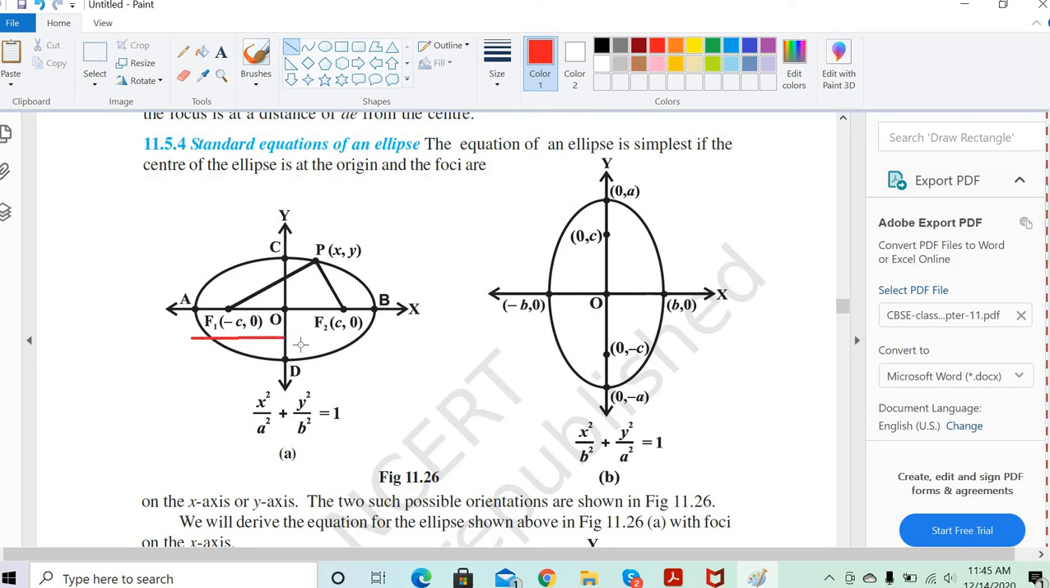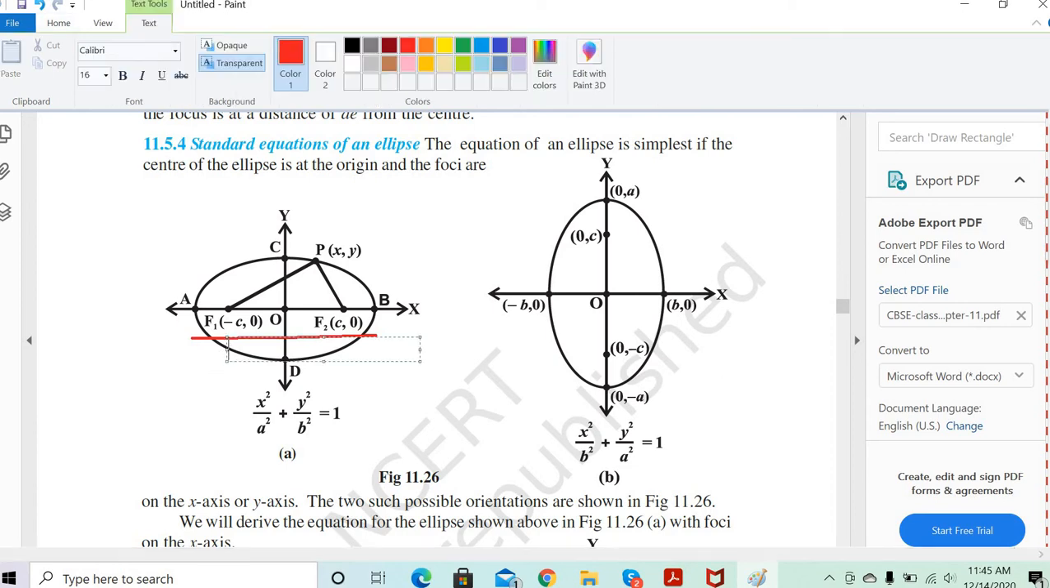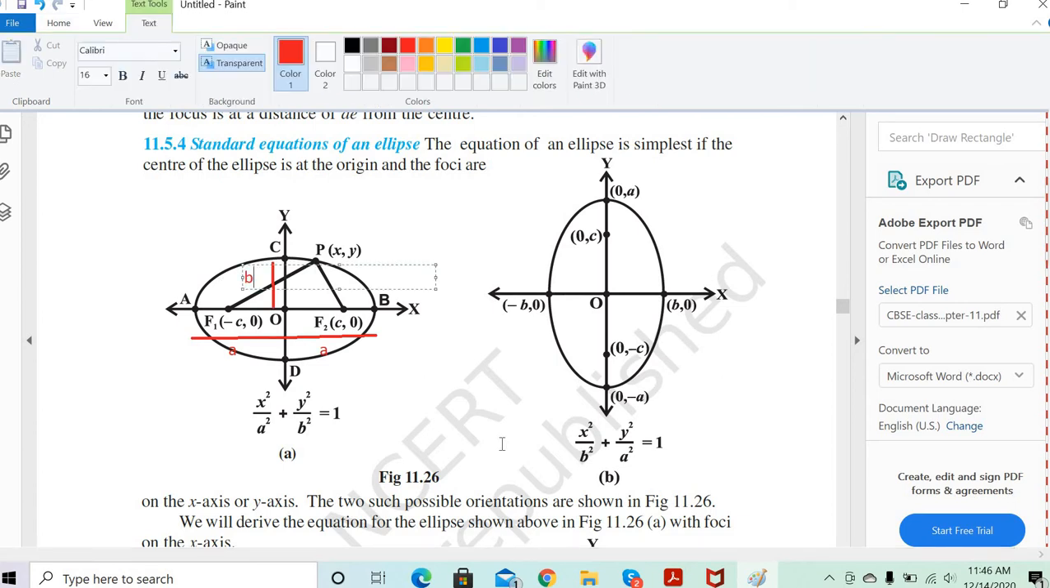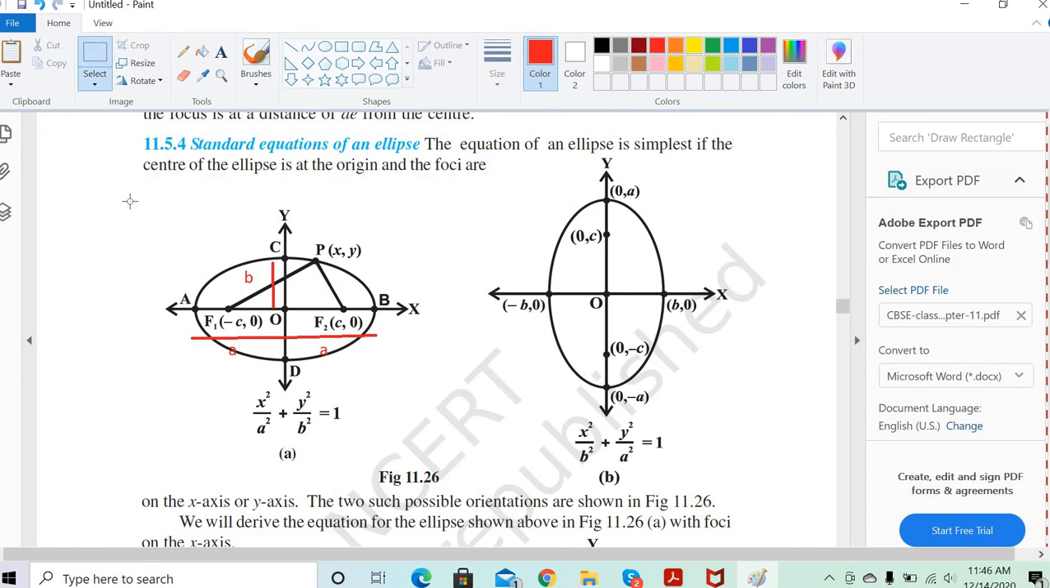Here you see the oval shape, and the AB distance. I'll write it and send it to you so that you understand this distance. I am just marking the semi-major axis and semi-minor axis distance so that you are clear what the equation of the ellipse is now.